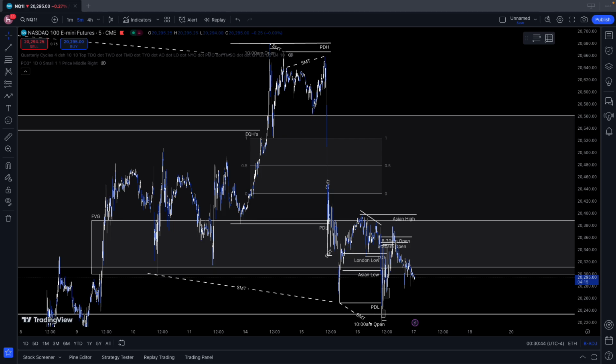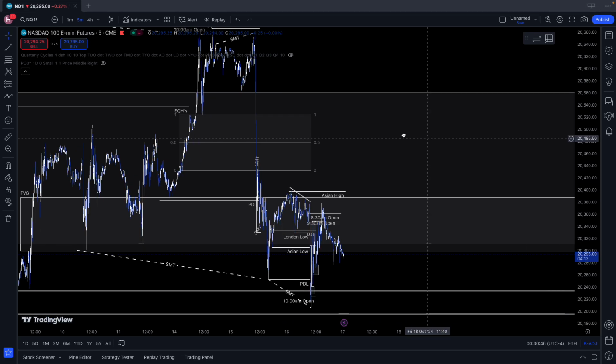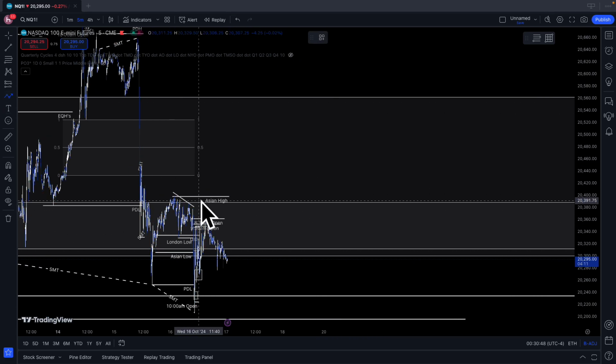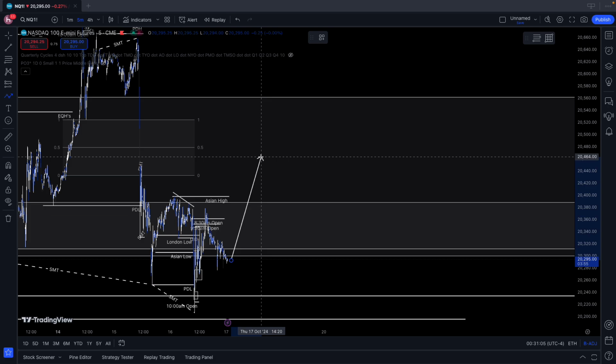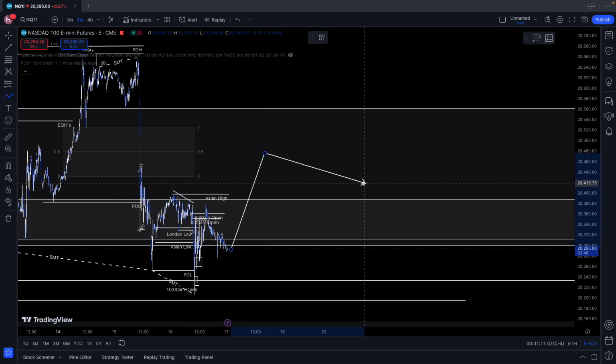And some days won't have a power of 3, for instance. So this is just an example of how some days won't have a power of 3. Let's say we saw Wednesday trade into this fair value gap, right? And we have a bearish bias.